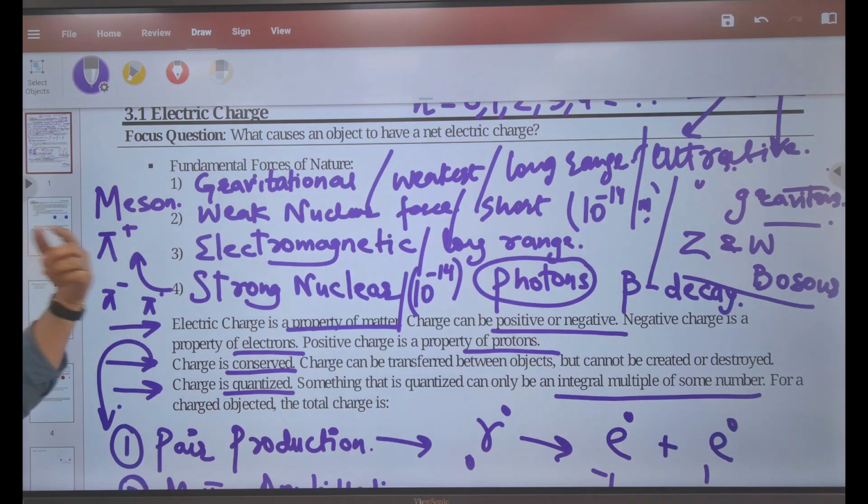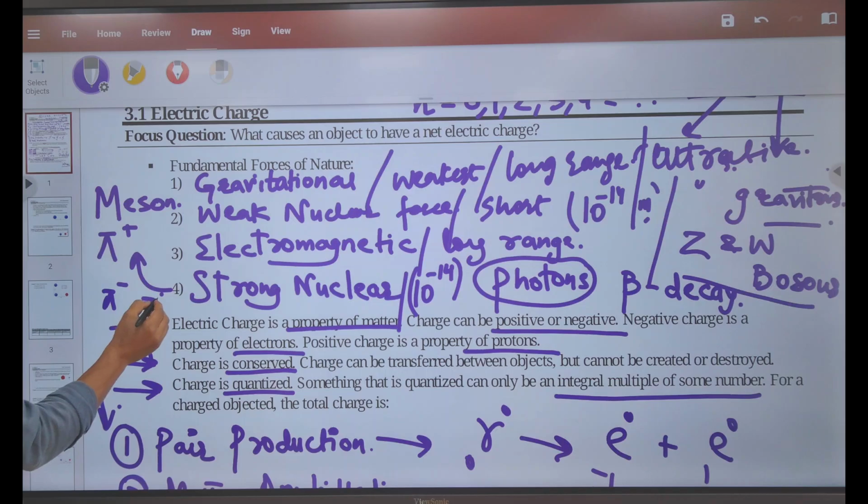Positive, negative, and neutral. Pi zero. Fine.